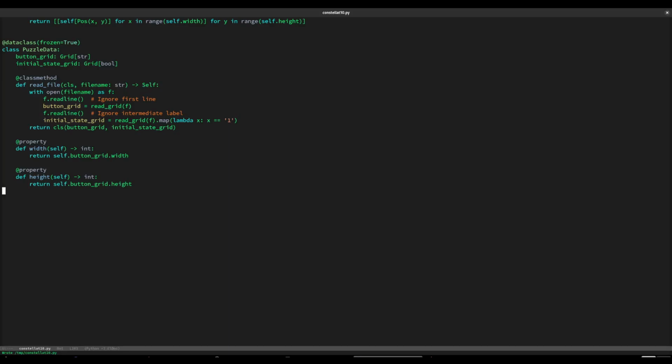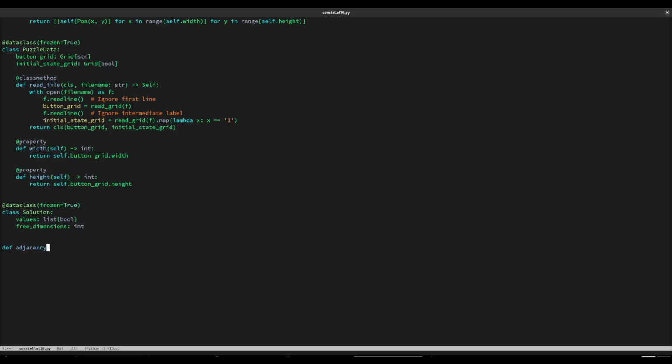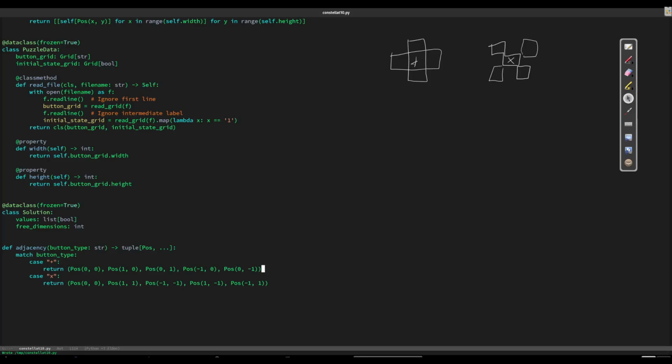Finally, we write a very simple class to represent a solution to our puzzle. A solution is a list of booleans indicating which lights to press, and just for fun, we'll also include the number of free variables we have so we know how many total solutions there are. Now I'm going to program in all of the adjacency rules for the different shapes. We discussed the plus and times shapes, but this game actually has a few more shapes it uses in later stages. The plus shape affects itself and anything directly adjacent to it, but excludes diagonals.